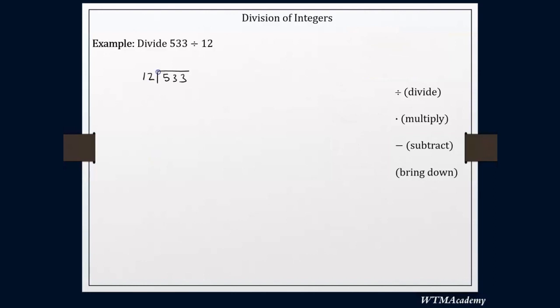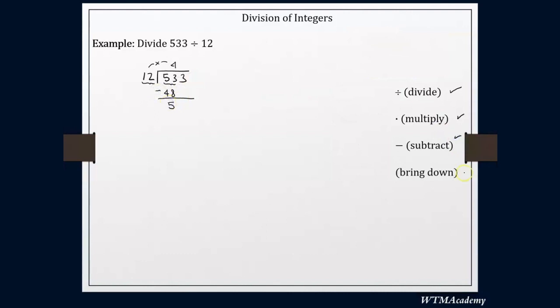First we tried to see how many times 12 goes into 53. So this is the division part. So 12 can go into 53 4 times. Once we found how many times 12 could go into 53, these values get multiplied. So we multiply 12 times 4, and that's going to give us 48. Then these two values get subtracted. We subtract 53 minus 48, and that is going to be 5.